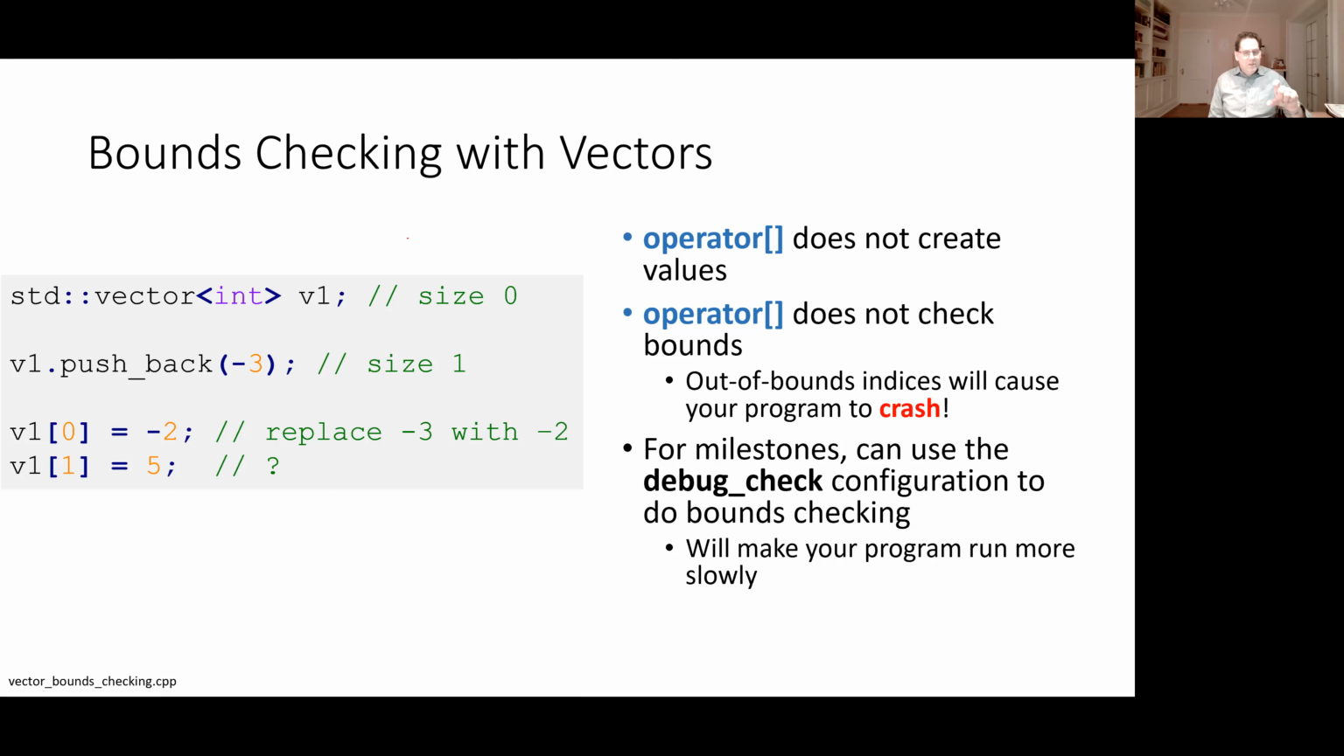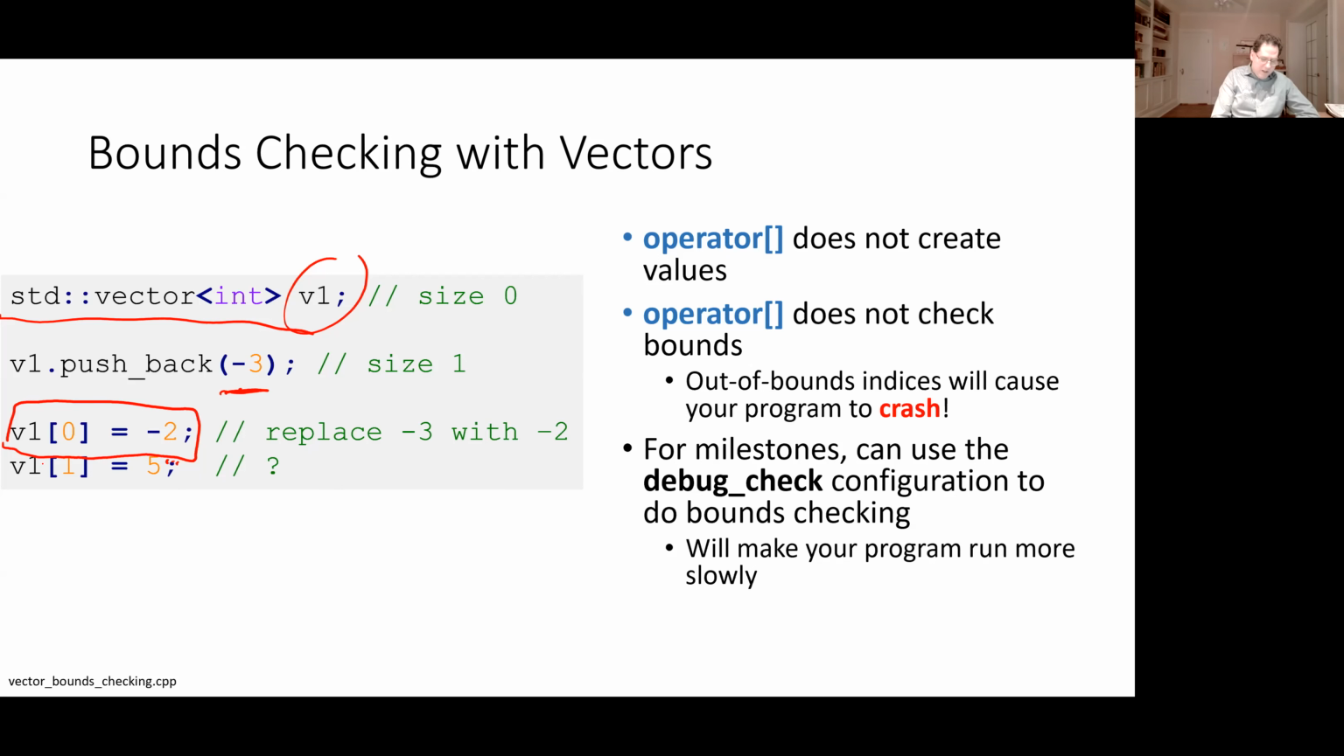Okay, so let's talk a bit about bounds checking with vectors and a couple gotchas. I created a vector here. I used its default constructor, so its size is 0. I push back, so I grow the vector by 1 by putting the number -3 in. So now I've got a vector of size 1. I can update that value using the square bracket operator. So this just means the first value in the vector has been updated to -2.